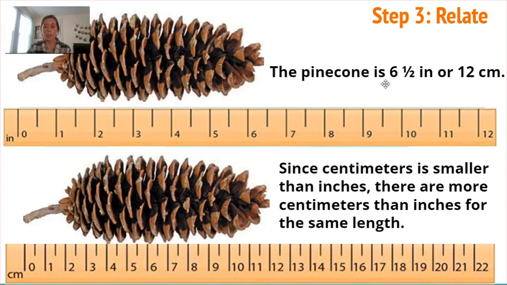Because again, visually, we can see that inches is bigger than centimeters. 1 inch is larger than 1 centimeter. So obviously this number is going to be smaller when we measure an object in inches than if we measured it in centimeters. All right, so let's move on to what we're going to talk about next.